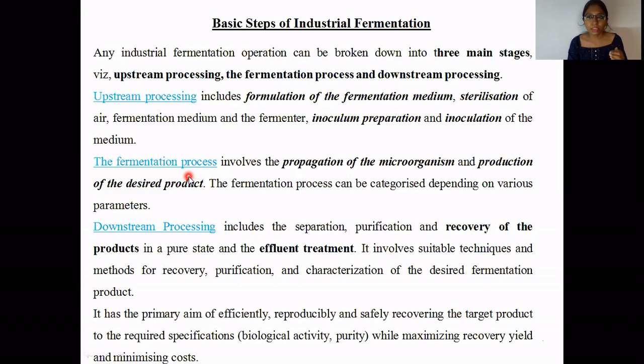Now this process is subdivided into three parts. First is upstream processing, the second is the fermentation process itself, and the third is downstream processing. So first we understand what these three terminologies are, and then we will go into detail on the steps of this downstream process. So we know that we are going to use microorganisms, right?